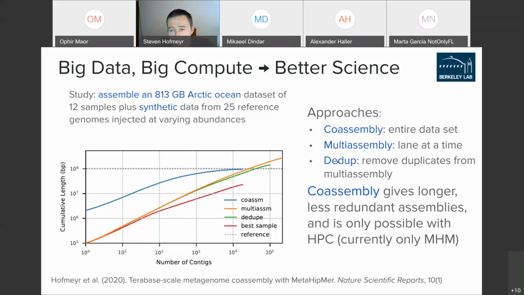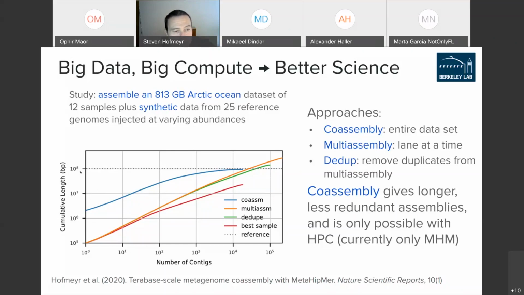What MetaHipMer allows you to do is co-assemble all of these samples together. So you run one assembly with all of the samples together, which obviously requires a lot more memory. But the benefits are huge. You get much longer and less redundant assemblies with a lower rate of errors. And that's what this plot tries to show.